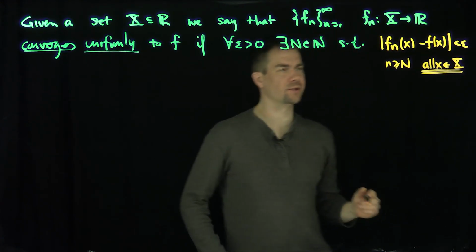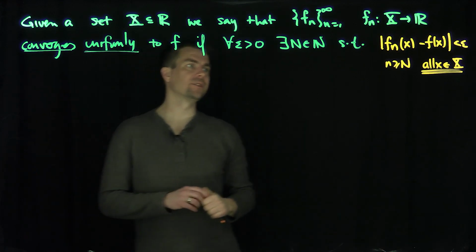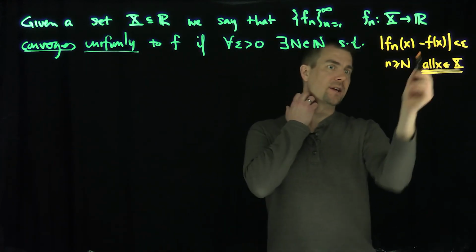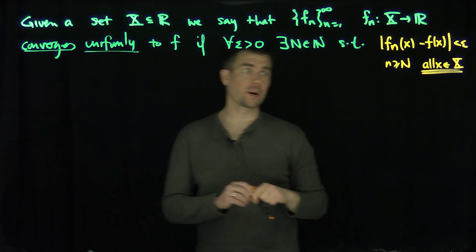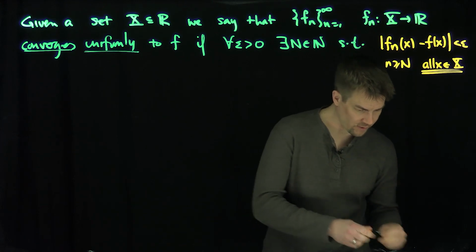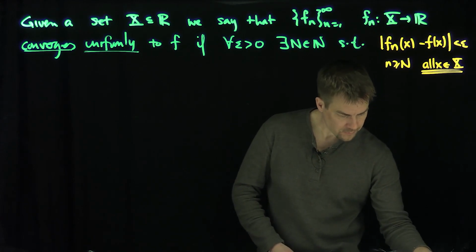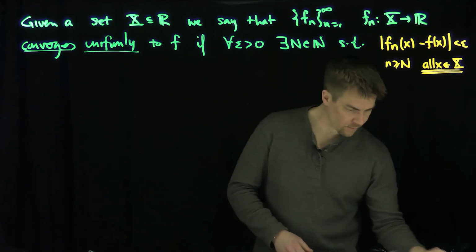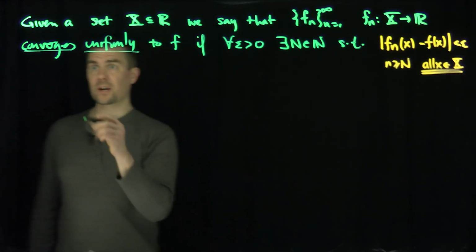And "all x in X" is an important condition over here. Every single x inside this X has to satisfy this inequality, not just one particular x. So let's do sort of a classic example of this. Here's a theorem that we're going to prove that really shows why we care about uniform convergence.